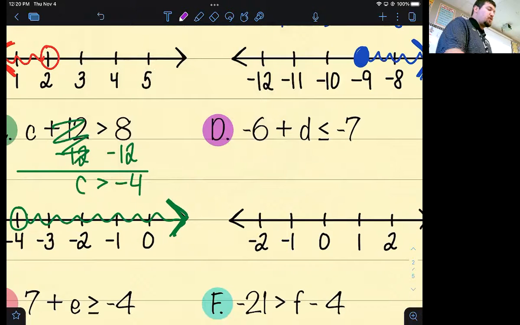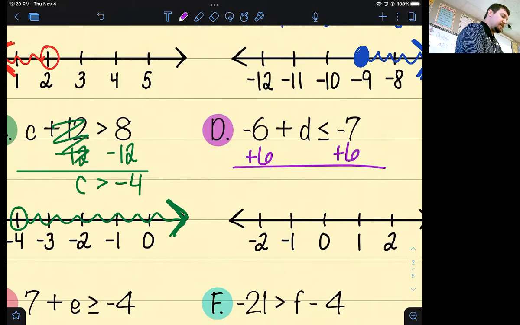Example D. Maddox, which number do I want to get rid of? Good. How do I get rid of -6? Good. By putting +6 on both sides, that means I'm adding 6. But the reason I don't like to say adding 6 is because if I say that, someone's going to be like, whoa, wait a second, it's already adding. I thought I was supposed to subtract, and that's not what I've taught you. I've taught you to identify what number you want to get rid of, and then put the opposite of that number. So Maddox is right.